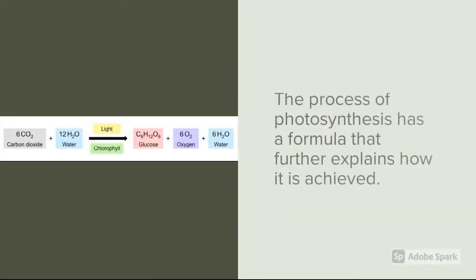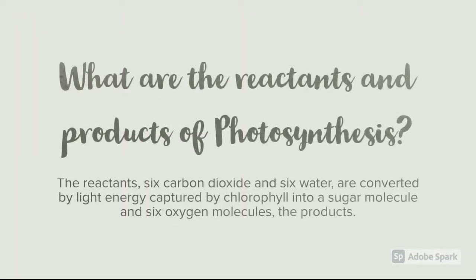The process of photosynthesis has a formula that further explains how it is achieved, as you can see from the photo on the left. As you can see from the formula, the reactants, 6 carbon dioxide and 6 water, are converted by light energy captured by chlorophyll into a sugar molecule and 6 oxygen molecules, being the products.